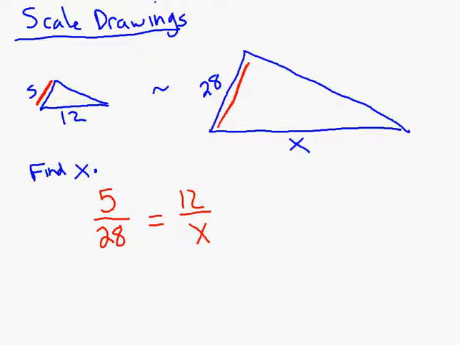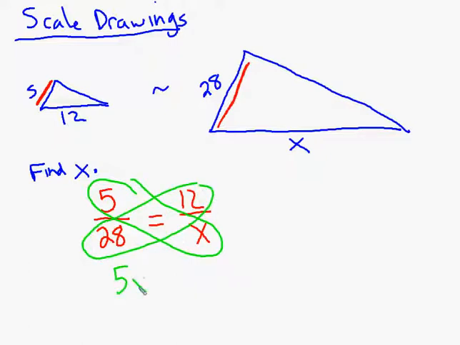Now this is a proportion like we did yesterday, so we cross multiply. And I get 5x equals, what's 28 times 12? 336. Say slower. 336. That's what I heard. Then we divide by 5 and get 67.2. Okay, so that is x.